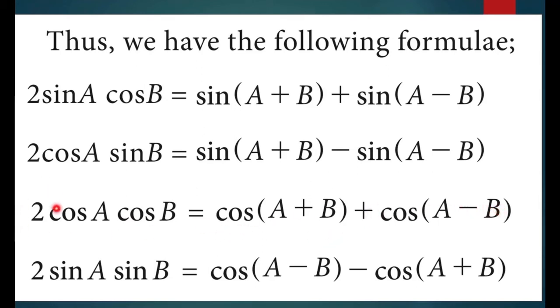But in the problem 2 is not there. So, you can take it as cos A cos B equal to 1 by 2 into cos A plus B plus cos A minus B. The 2 has to be brought to this side as a half. 1 by 2 into cos A plus B plus cos A minus B. We can apply this in the problem.